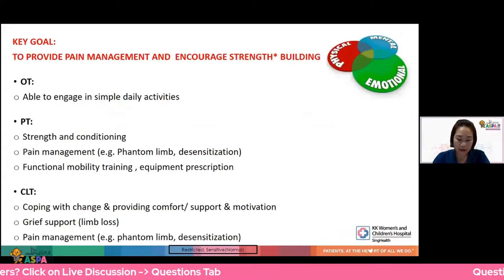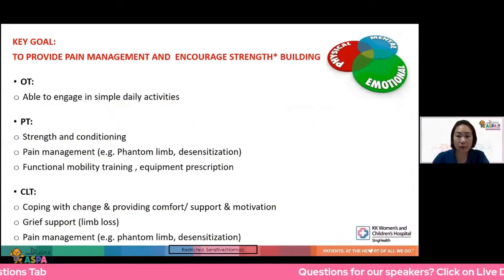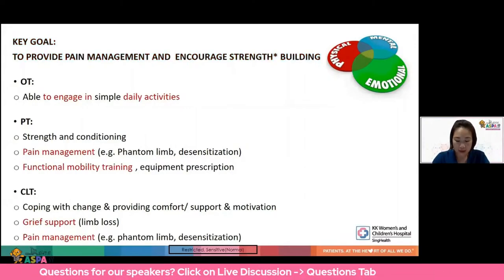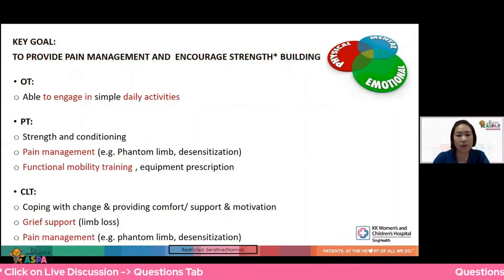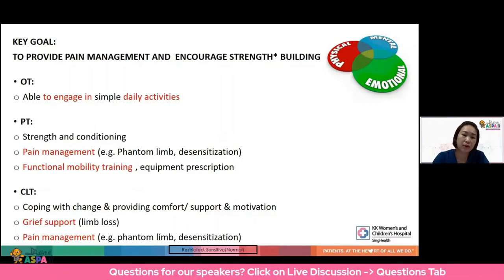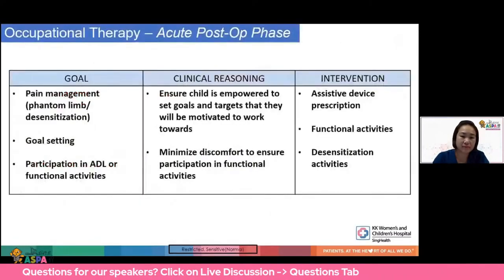So the key goal at this stage is to provide pain management and encourage strength building, from a physical, mental, and emotional perspective. And as you can see, there are quite similar goals between the occupational therapies, physiotherapies, and child life therapies at this stage, mainly focusing on pain management and restoring functions of daily activities.